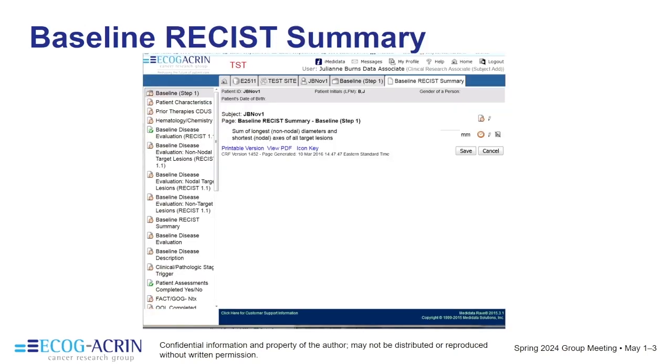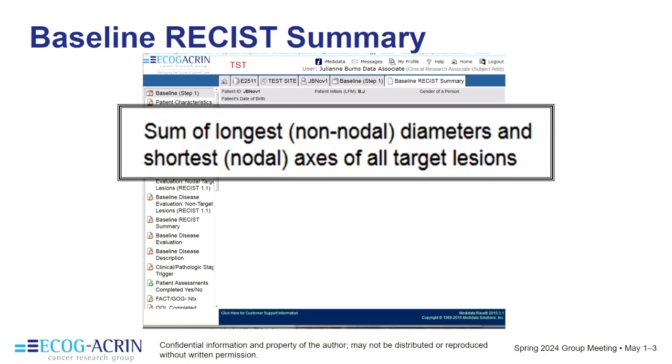Then you get the baseline RECIST summary form. This is where you're going to put your baseline measurement, which is the sum of the longest non-nodal and the shortest nodal axis of the target lesions. So for example, from the ones I showed you, the 2 lung lesions combined added up to 73. The 1 nodal lesion was 17, and so you would get a total of 90. And these are recorded in millimeters. This is also important. Please make sure you're reporting them in millimeters and not centimeters.